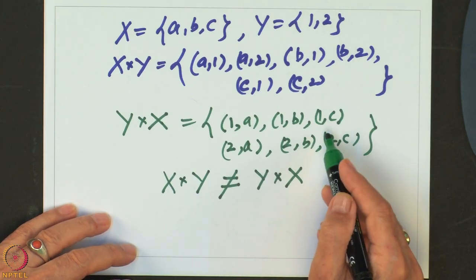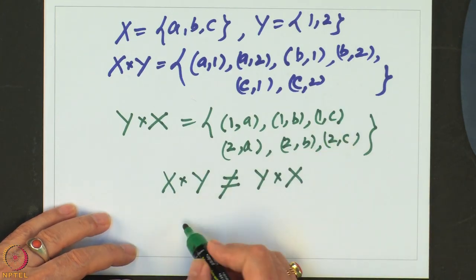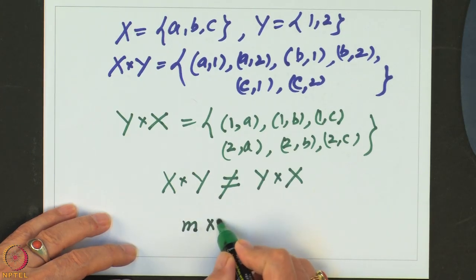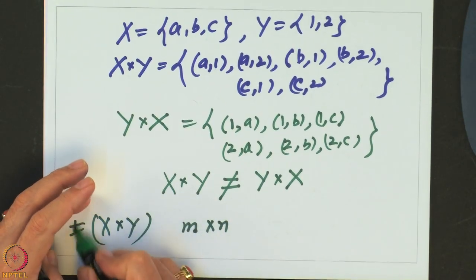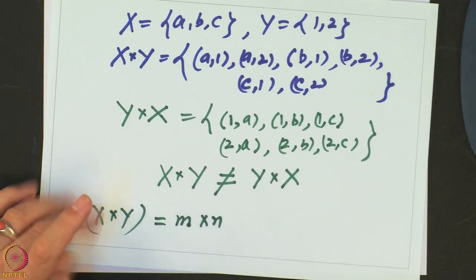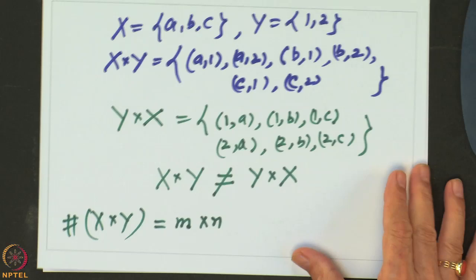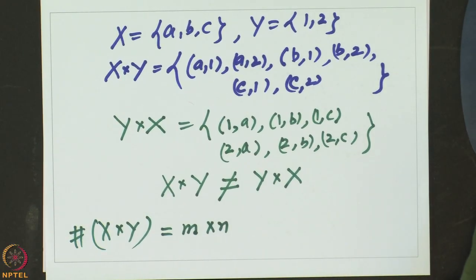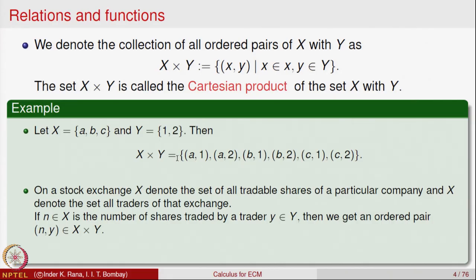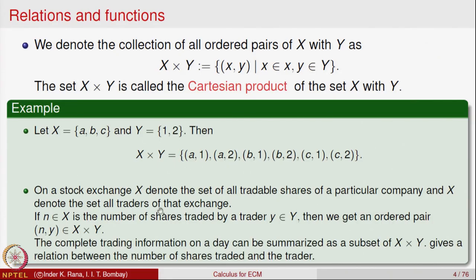That happens more generally: if X has got m elements and Y has got n elements, then the number of elements of X cross Y will be equal to m times n. But we will not have opportunity of using this too much. So, let us come back to our study of ordered pairs of elements of X and elements of Y.